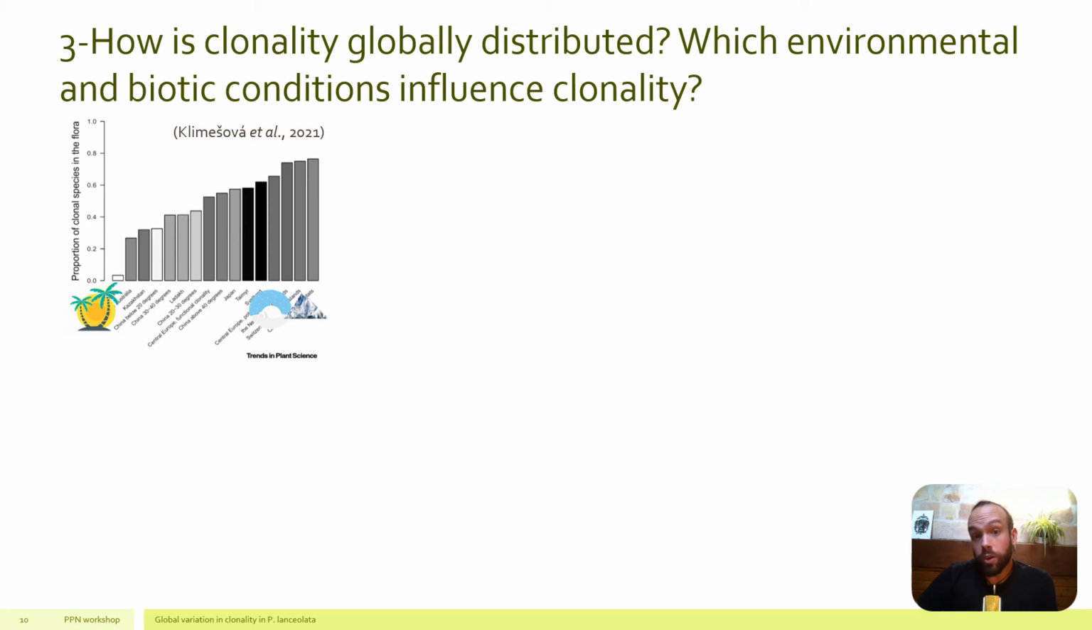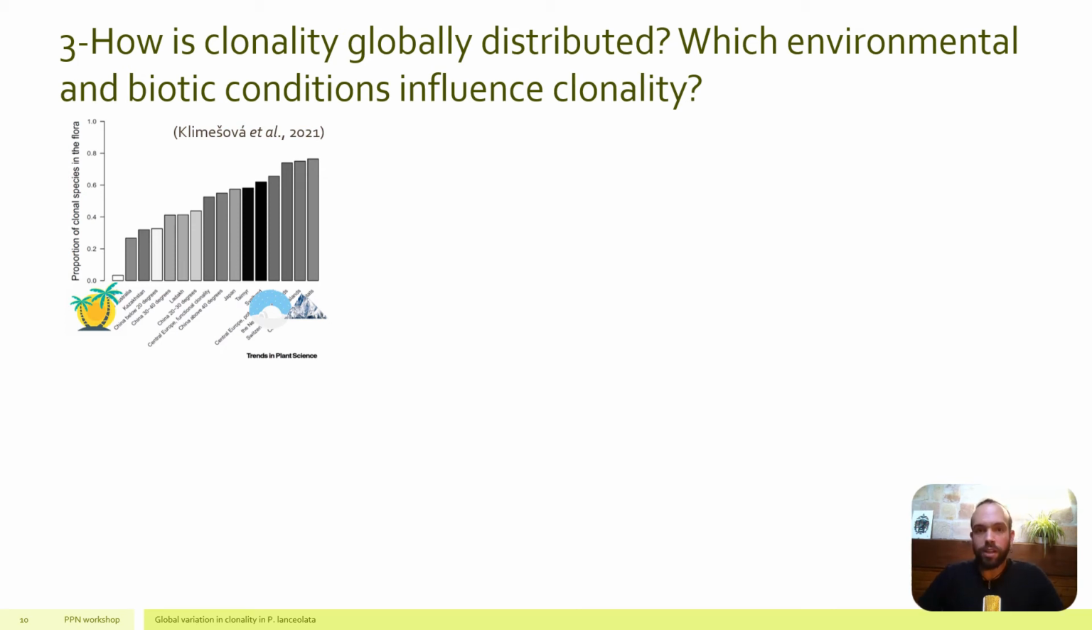So from what we know, clonality is not equally distributed around the globe, at least when we check the proportion of clonal species and their different ecological gradients. So in this example, they show that there is a higher abundance of clonal species in higher latitudes and altitude.